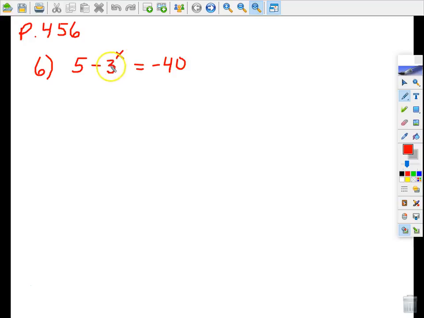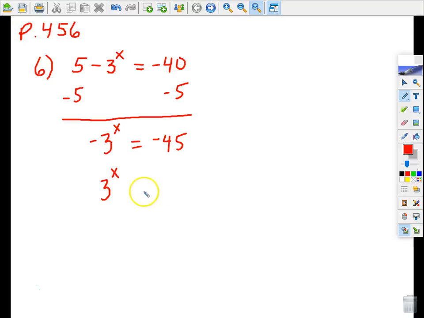But if the number raised to the x is not isolated, that needs to be a first step. So here is subtracting 5 from both sides. Negative 3 to the x power is negative 45. And then we want this to be a positive base. That's easy enough to do. Just think about dividing both sides by negative 1. And that gives us 3 to the x power equals 45.